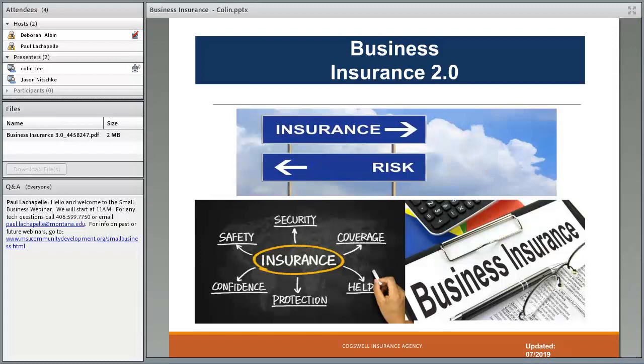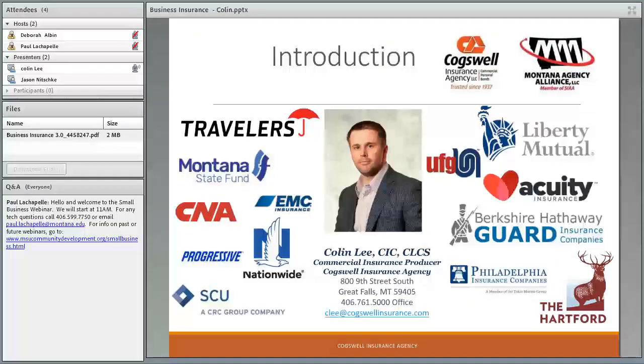Hey, thank you, Paul, and Jason and Debbie for getting me going on this, and welcome everyone. Thanks for joining. As Paul said, my name is Colin Lee. I'm with Cogswell Insurance out of Great Falls, Montana, and I wanted to put on this slide just a handful of companies that we represent. Obviously, not all of them are on there, but you can see there's quite a few that you might be familiar with.